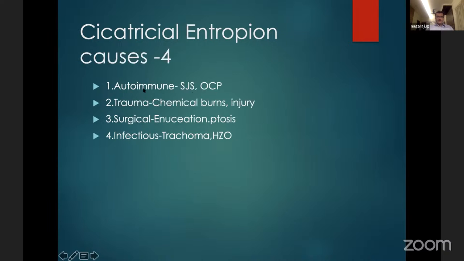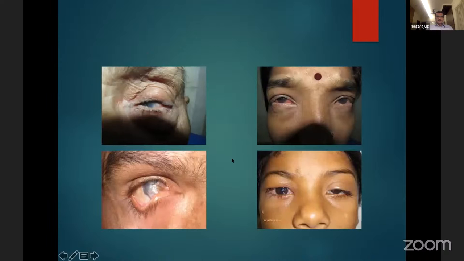The causes are autoimmune causes, Stevens-Johnson, trauma. It can be either a physical trauma or a chemical trauma. This is another common cause. Surgical, post-surgical, following post-enucleation, post-ptosis surgery also, you can get entropion changes, cicatricial changes. And infectious causes: trachoma, seen in the northern part of our country, and herpes zoster also can produce cicatricial entropion.